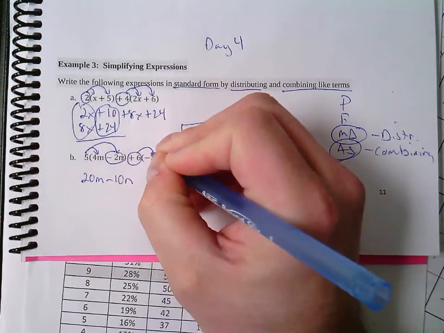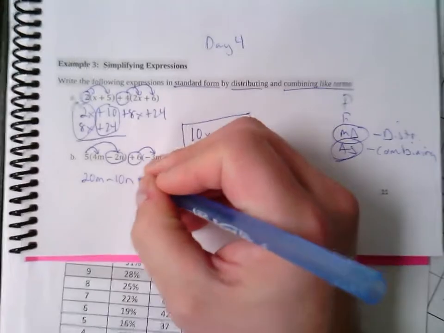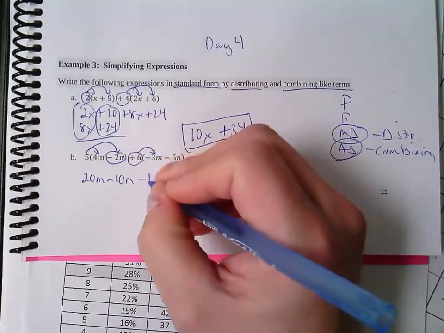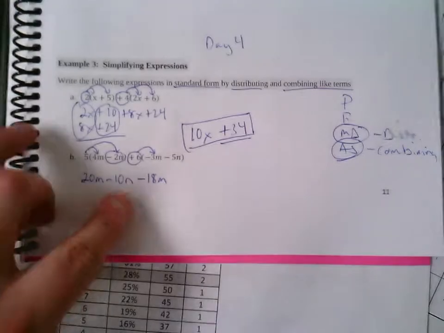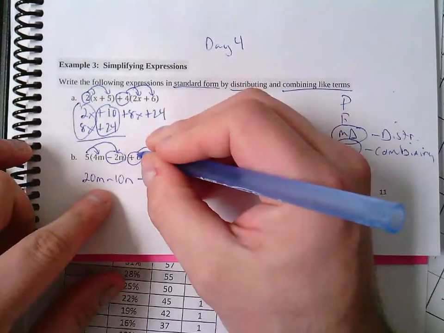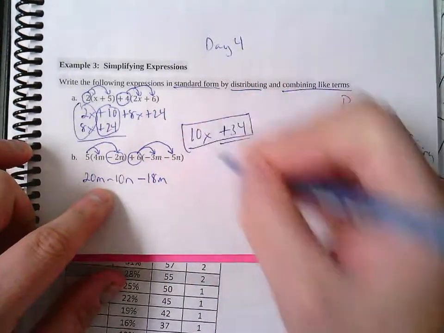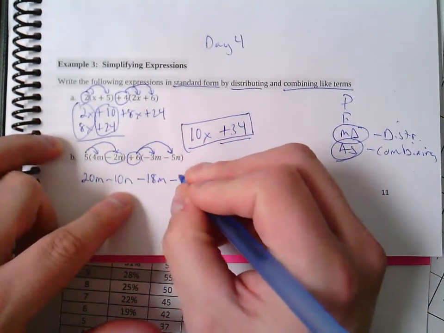Here, positive 6 times a negative 3m. A positive times a negative is a negative. Some of you are writing this plus-minus thing in there. You're writing a positive sign, then a negative sign. That's not necessary. It's not wrong, but it's not necessary. Then I'm going to take the positive 6 times the negative 5n. So I have 6 negative 5n's, which would be negative 30n.